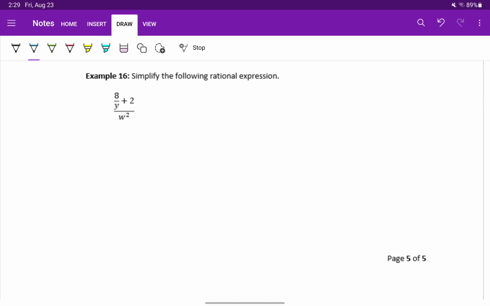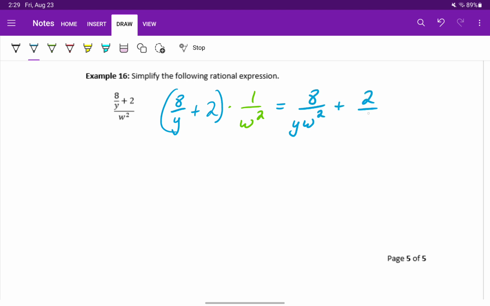In example 16, we'll use a similar approach, though we do have a different looking problem. We have a rational expression, 8 over y plus a constant of 2 divided by w squared. We can still turn that into multiplication by rewriting it as 1 over w squared, which will give us 8 over yw squared plus 2 over w squared.